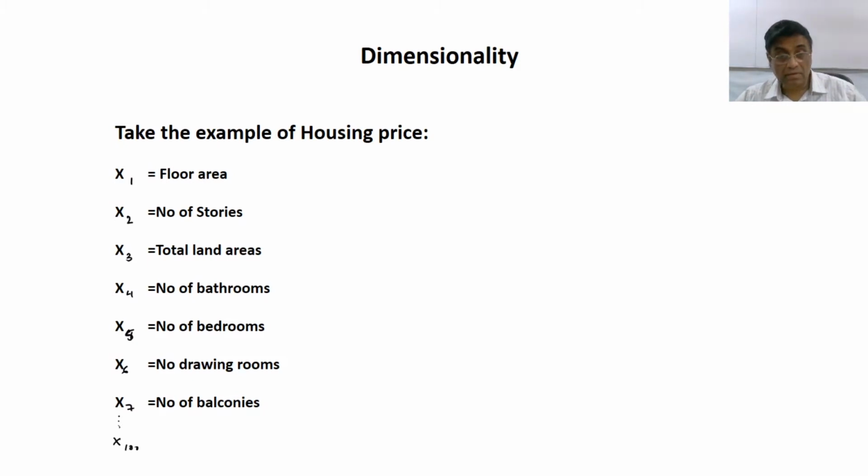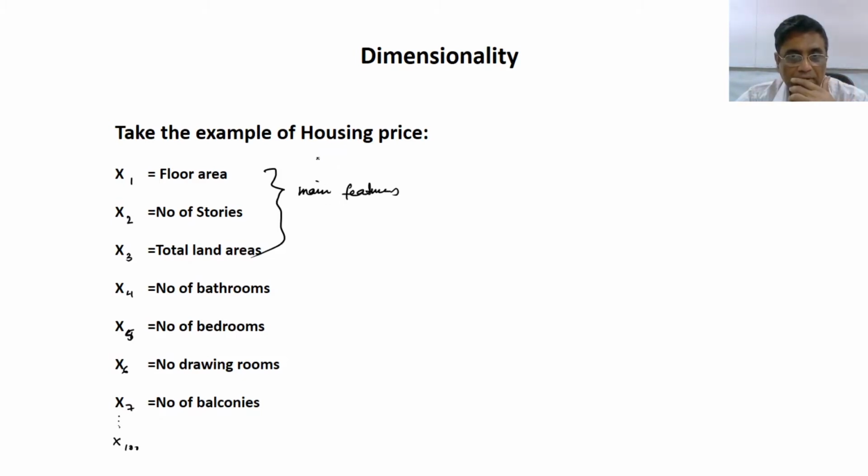But one beautiful concept which I was also trying to focus on earlier with unstructured data: out of so many features, there are some main features on which the price depends, like floor area. It's common sense, right? Bigger the floor area, bigger will be the price. Number of stories, bigger the number of stories, bigger will be the price, maybe. Total land area. So these could be the main features on which the housing price will depend.